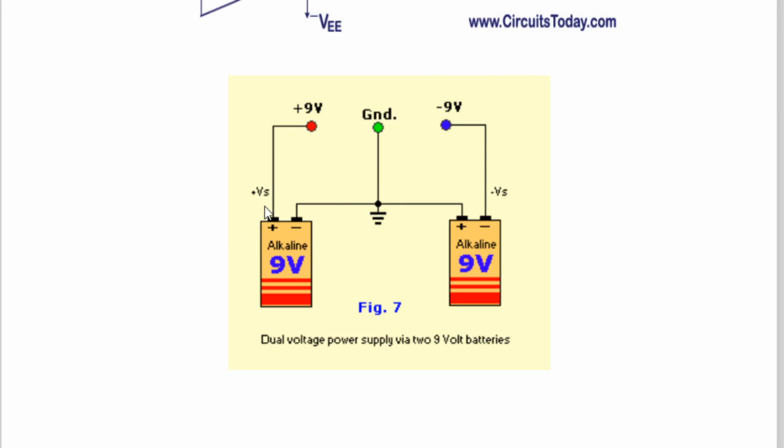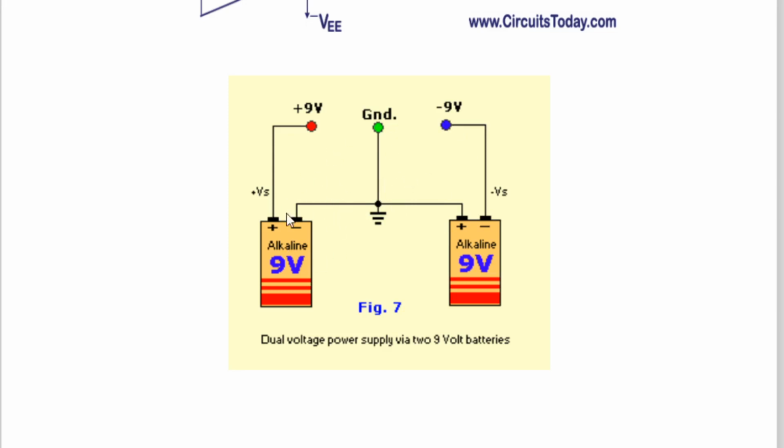The left hand side battery positive terminal is called plus 9 volt because it is a 9 volt battery, and it is also called plus VCC. We are going to see what VCC means. The right hand side battery's negative terminal is called minus V, and it is minus 9 volt. So this is a very simple concept of the dual power supply.